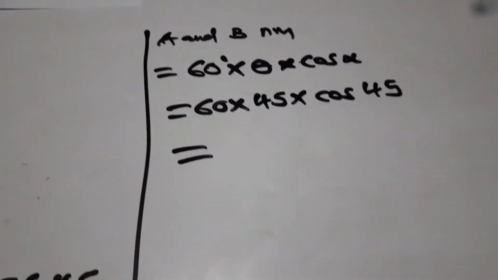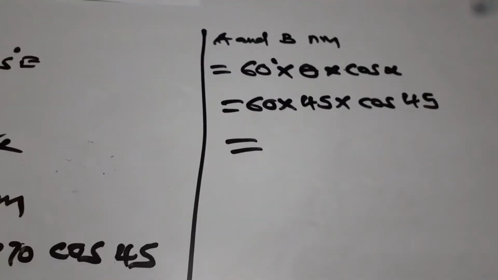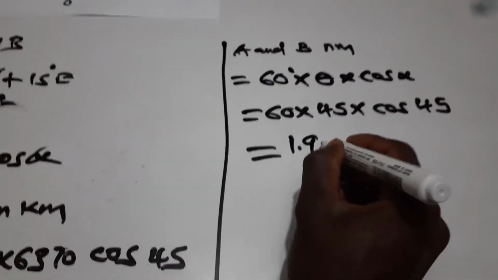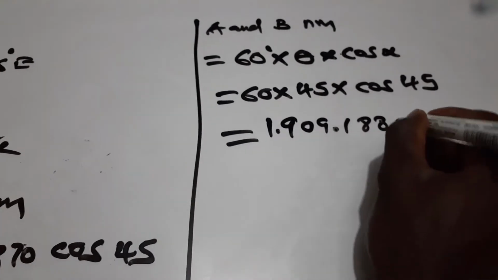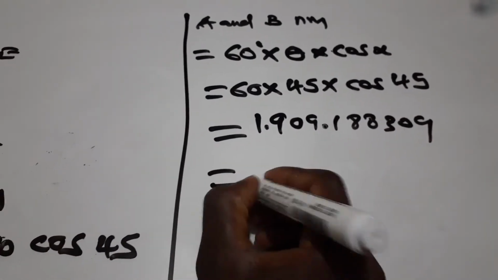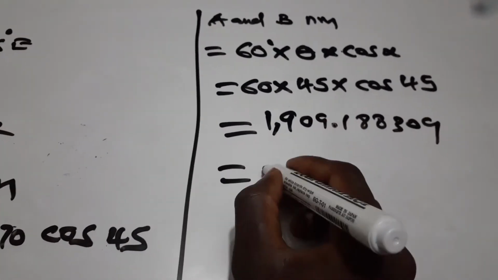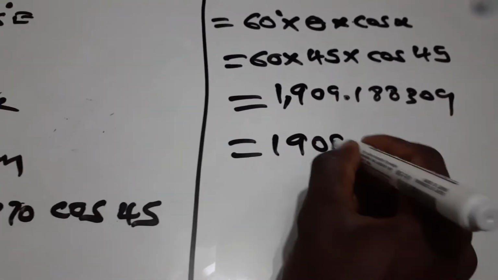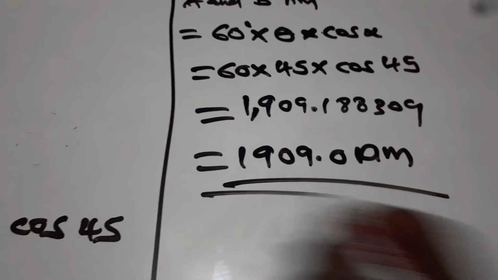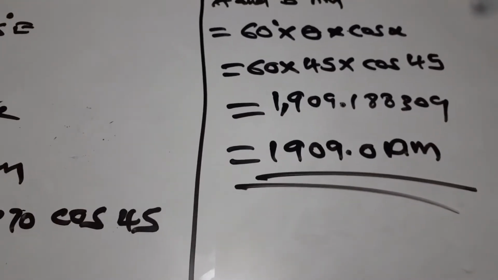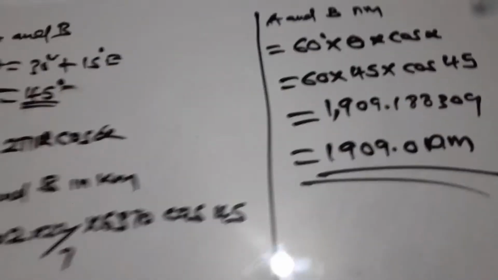When you do this on a calculator, you get 1909.18830. To the nearest nautical mile, it is 1,909 nautical miles. So there you have it. We are halfway through the question.